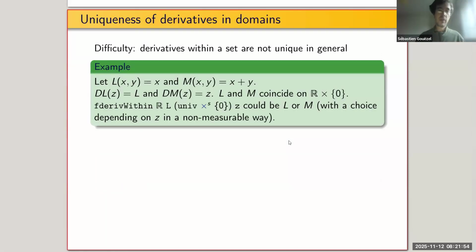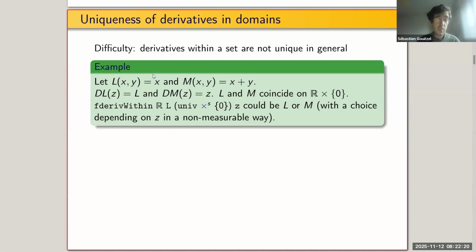So there is a difficulty that I quickly mentioned before, that derivatives within sets are not unique in general. If you have the derivative in the whole space, of course it's unique. If the map is differentiable, the derivative is unique. But if you have a set which is too thin, derivative typically is not unique. And here is a silly example.